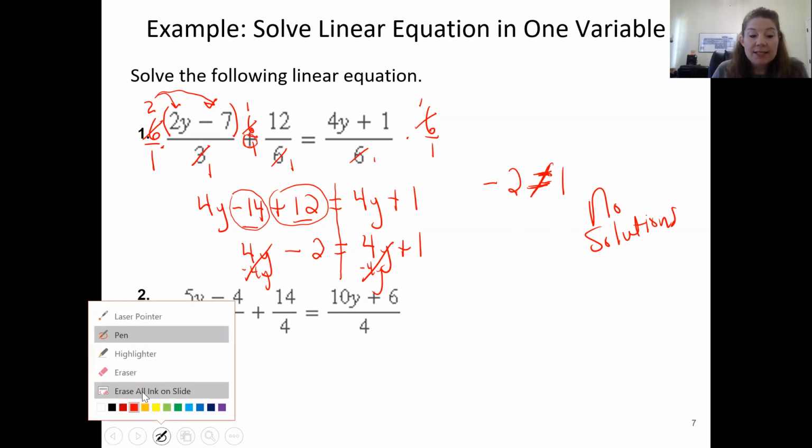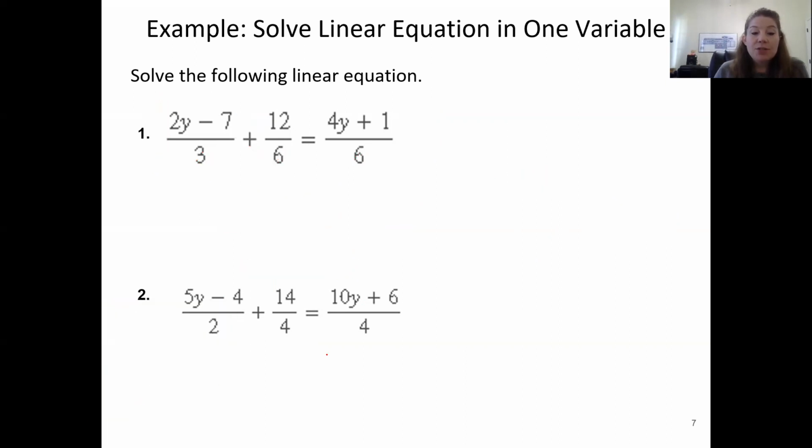Let me get rid of all this. All right, number 2, look at your denominators. What's the least common multiple of 2 and 4? The least common multiple would be 4. So we're going to multiply every term by 4, by 4, and by 4.